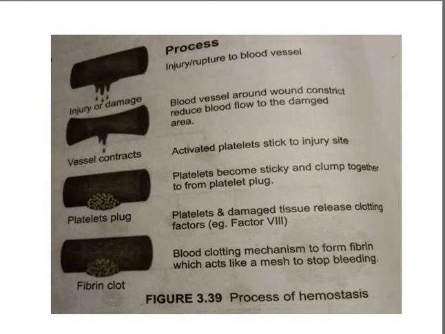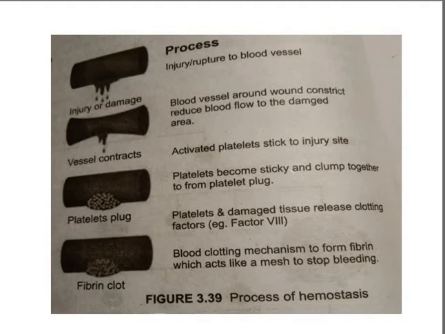Okay, dear students, here is the process of blood clotting, or stopping of bleeding due to injury. Injury, rupture of the blood vessels at the general surface of the body, damage, the blood is oozing out, it is bleeding. Blood vessels around the wound constrict to reduce blood flow to the damaged areas, and activated platelets stick to the injury site.